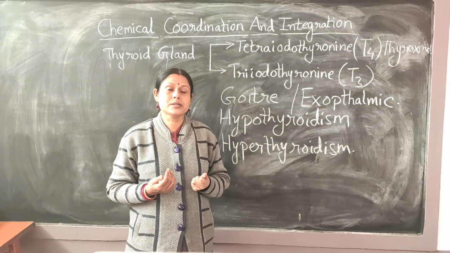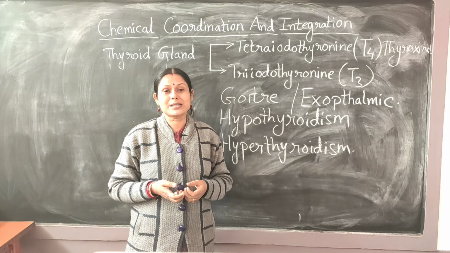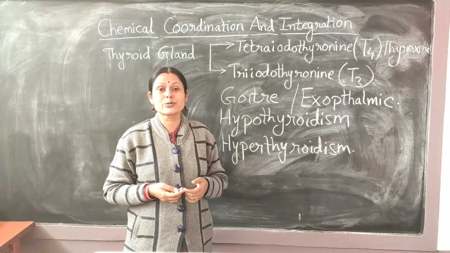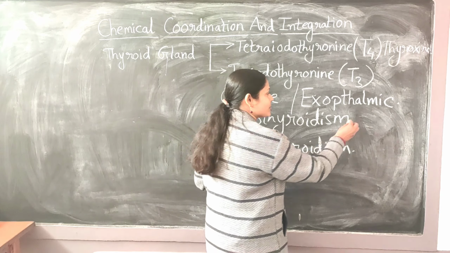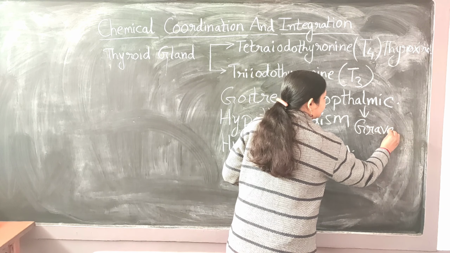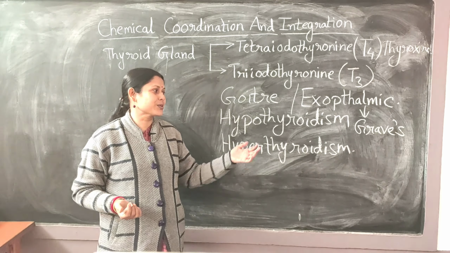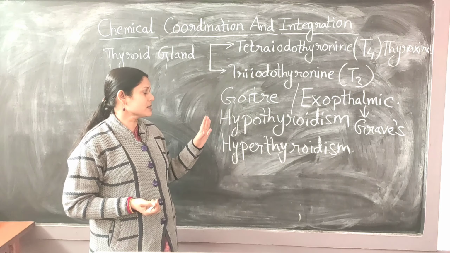and these persons look so abnormal, so serious, so grave. That's why sometimes this exophthalmic goiter is also known as Graves' disease. Because the person is so serious, so grave, that's why it's Graves' disease. So these are the abnormalities.